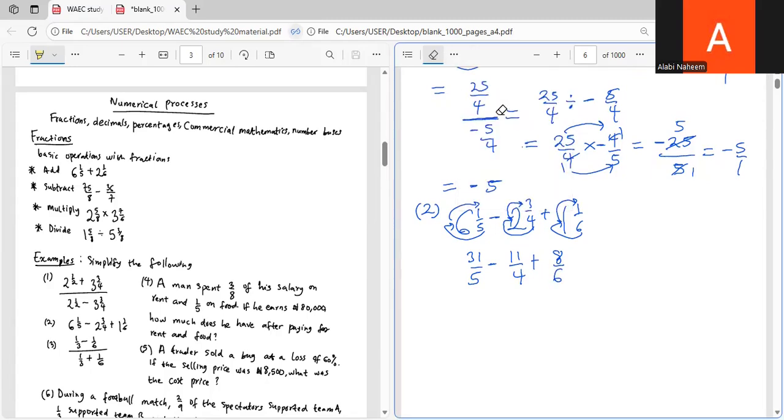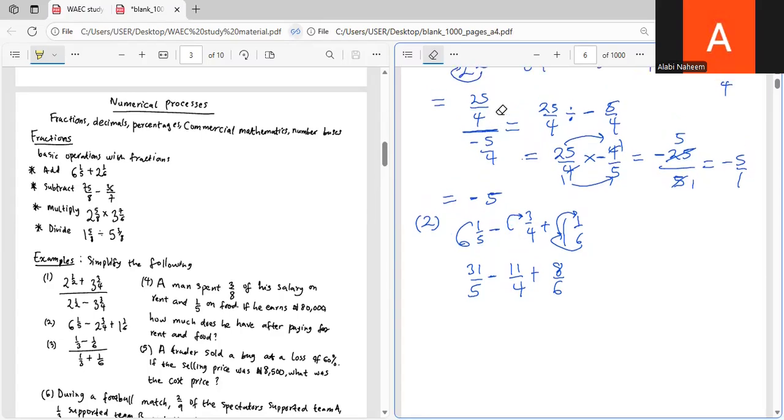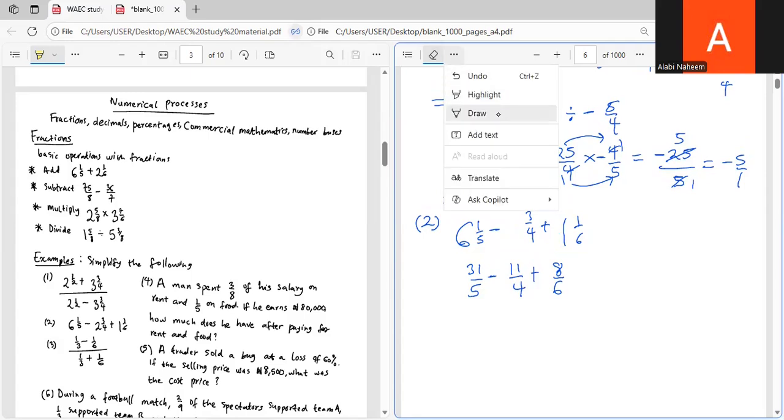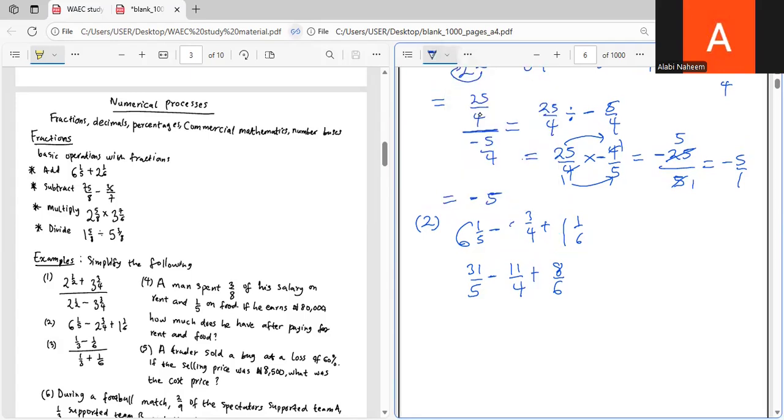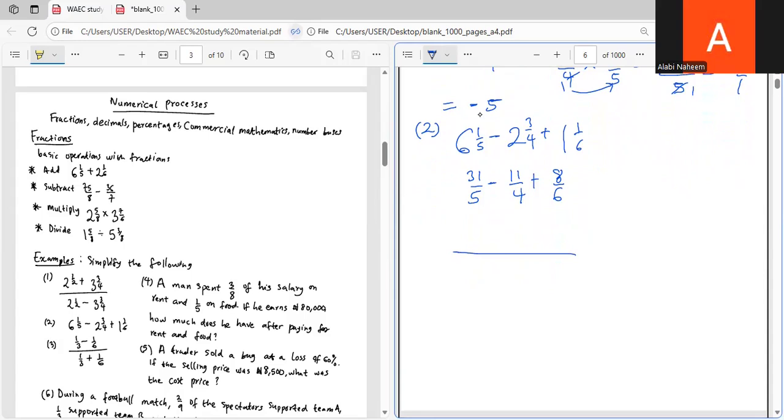Now that we've converted that, we are left with adding. So what we want to do now is find the LCM of the denominators, right? We want to find the LCM of 5, 4, and 6. LCM of 5, 4, and 6 is what? So I have the LCM of 5, 4, then 6.